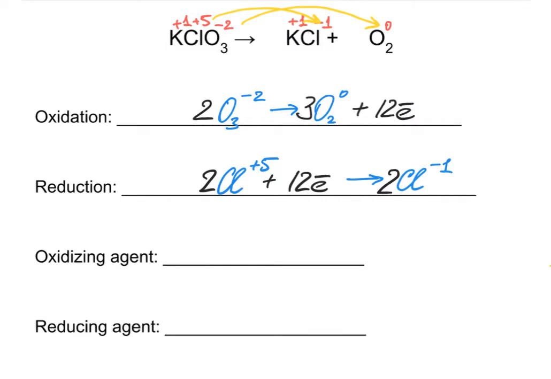Now I will transfer these coefficients from oxidation and reduction half reactions into my overall reaction, and my reaction is balanced. And while I'm at it, I can report that my chlorine with the oxidation state +5 played the role of oxidizing agent, and my reducing agent was oxygen with the oxidation state of -2.